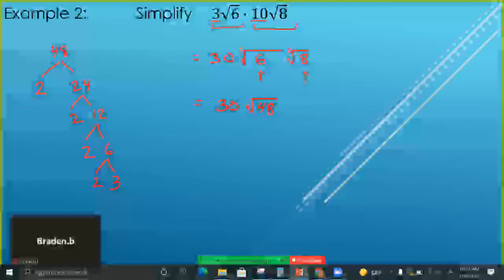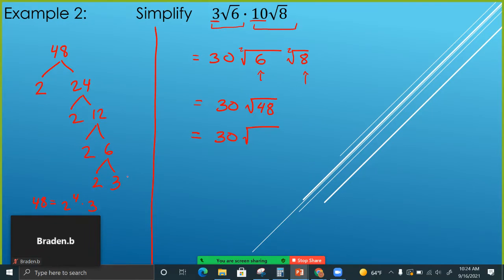So 48 is 2 to the 4th power times 3. So back to our problem. I'm just going to substitute what we just found 48 to be equal to, 2 to the 4th times 3. Okay. Now, this is a square root, meaning we're looking for squaring, right? Now, inside here, I've got 4 2's and 1 3. So that 3 we know right now is going to be trapped inside. It doesn't have a buddy to match up with to become a square to get out of the square root box. But the 2's, we know there'll be some simplifying.